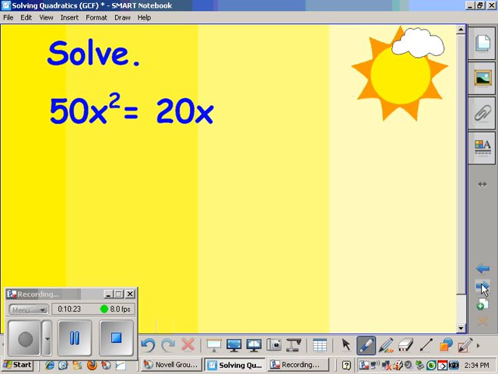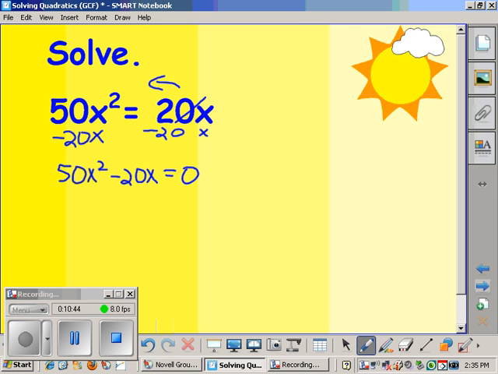Okay, so this one, like when we saw earlier, the a and the b terms need to both be on the left side. So this needs to move over, and we're going to do that by subtracting the 20x to the other side. So we'll have the a term first, which is the 50x squared, then the b term, and there's no c term again, so it's equals 0.